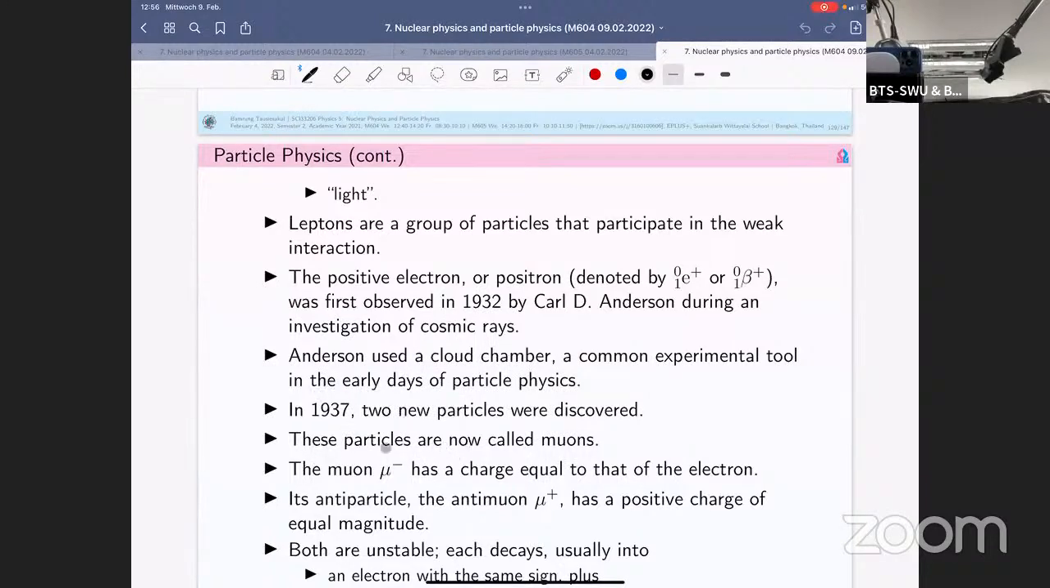Muon, the muon lepton. Two new particles were discovered in 1937, 5 years after the positron. These particles are known as muons. Muons can be in a negative version, which is the typical muon, and the positive version, which is the antiparticle of the typical muon, called the anti-muon.